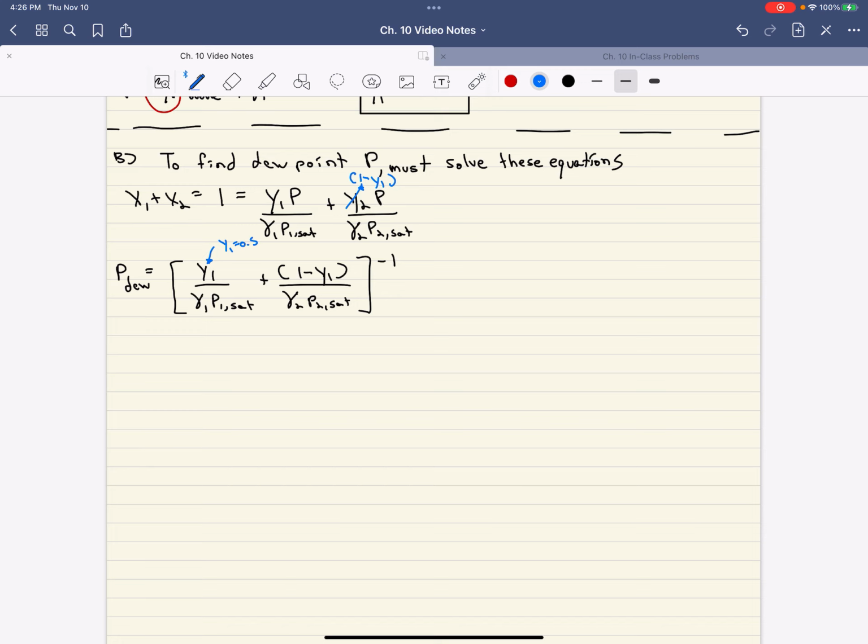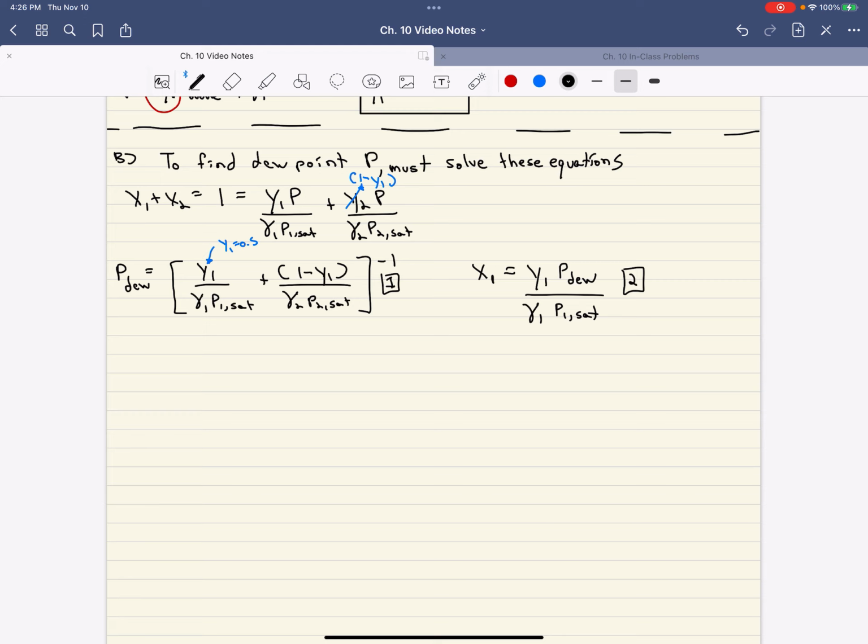And then once we get the dew point pressure, we could calculate the liquid mole fraction of that liquid droplet, that first liquid droplet that forms. And it's going to be equal to this. So this is just a rearrangement of the modified Raoult's law. Okay? So I'll call this equation 1 and equation 2. So the idea here is we would use these two equations to solve for P dew and x1.